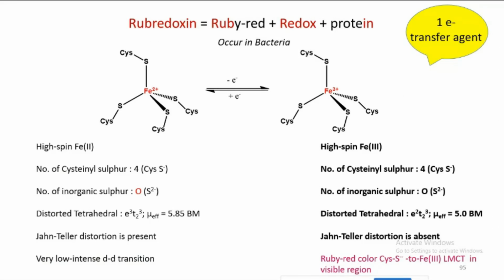The reason for the intensity decreasing is that it is only a spin allowed transition in copper 2, whereas the Laporte symmetry forbids the transition. So it is only the spin allowed transition that takes place in the case of copper 2. Similarly, in iron, what happens here?